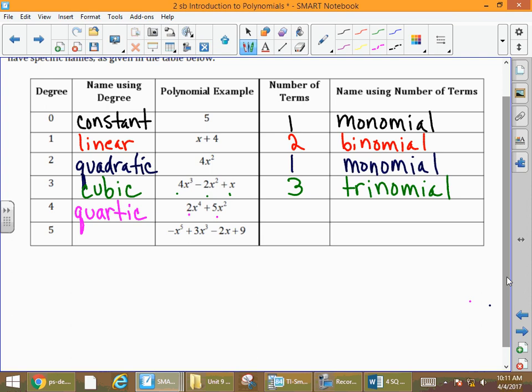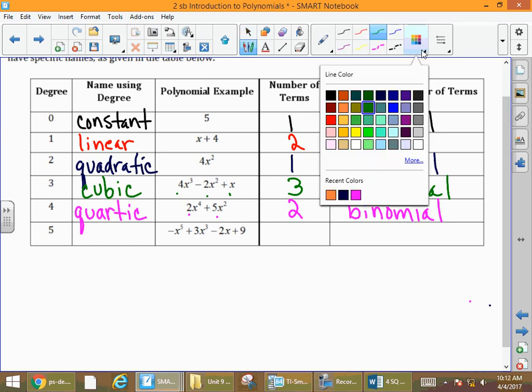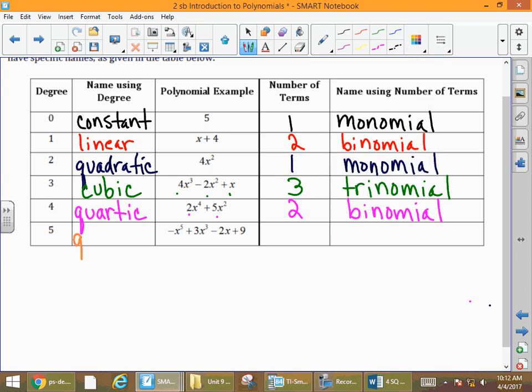How many terms in this polynomial? 2. And we see above in red that our 2 terms, we call that a binomial. And finally here, our 5th degree is called a quintic. Q-U-I-N-T-I-C.